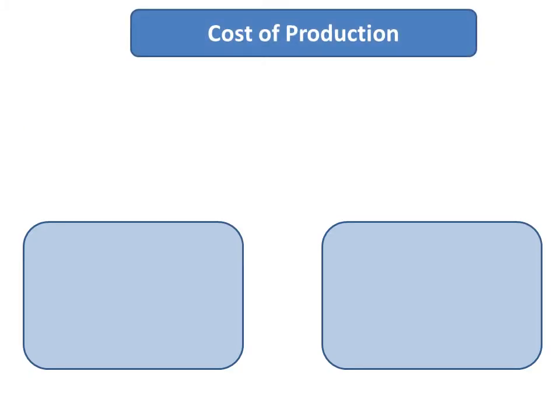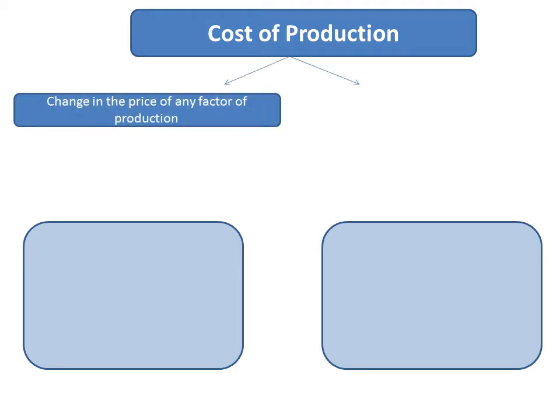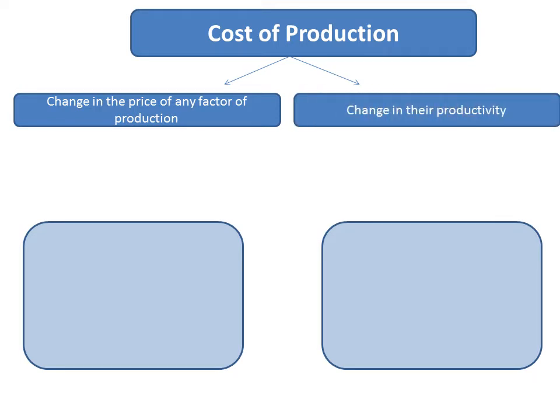Cost of production. When there is a change in the cost of production, our supply changes. There are two ways in which our cost of production will change. One is when there is a change in the price of any factor of production. If there is a change in the price of labor, capital, or any factor of production, there will be a change in the supply. The other one is when there is a change in their productivity. When the labor is producing more efficiently than before, there will be a change in the productivity.